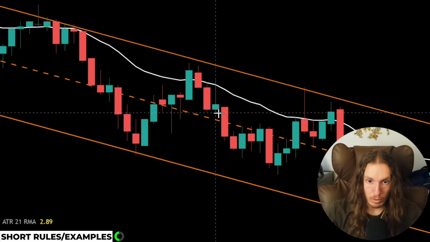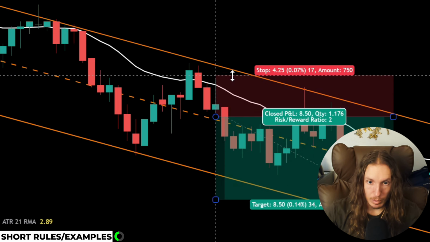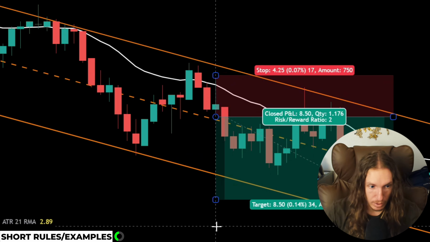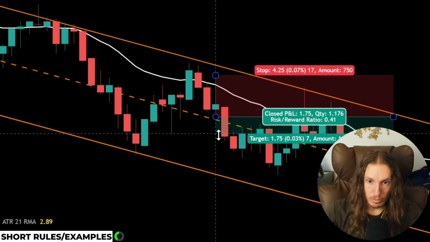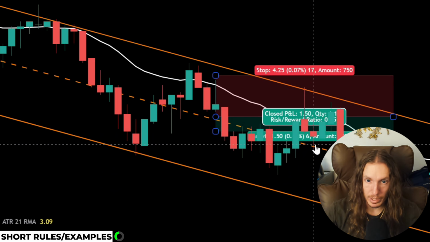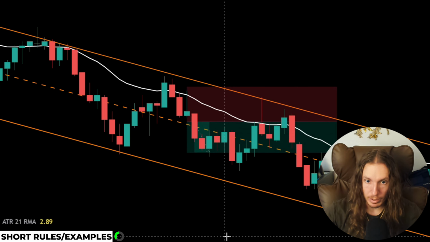So you go short, you can go short 1 tick below the lower high. Stop loss up here. ATR at the time was 2.89. So you could pretty much go for a 1.5 on that, and you would have got it. And you would have got a little bit of a runner, not much. It would have eventually stopped you out, I think.